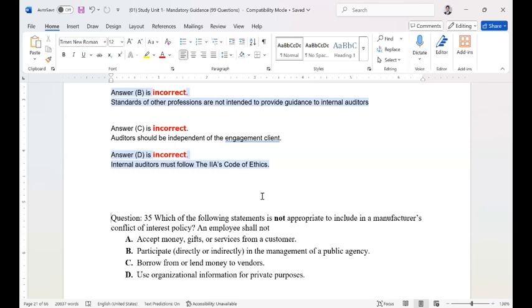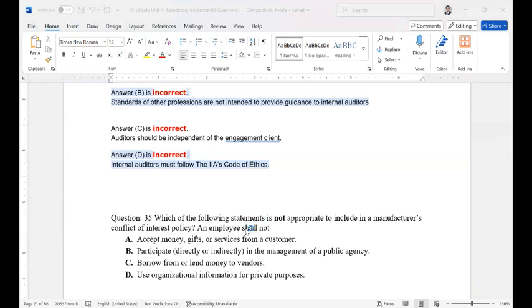Question 35. Which of the following statements is not appropriate to include in the manufacturer's conflict of interest policy? An employee shall not use organizational information for private purposes.